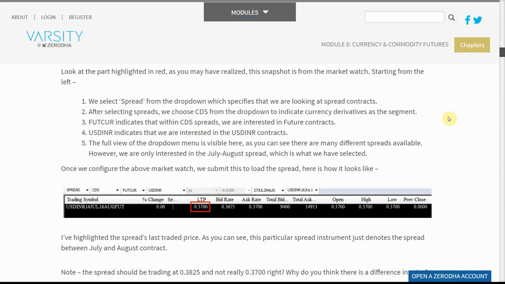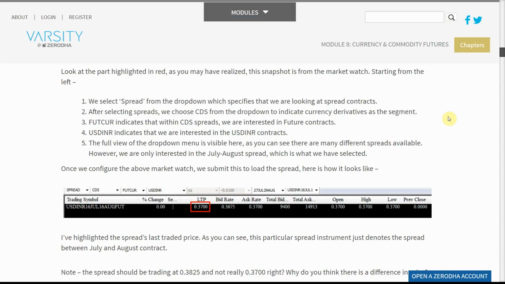USD-INR indicates that we are interested in the USD-INR contracts. The full view of the drop-down menu is visible here. As you can see, there are many different spreads available. However, we are only interested in the July-August spread, which is what we have selected.